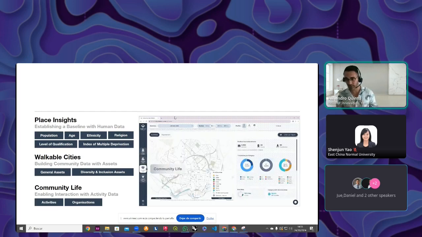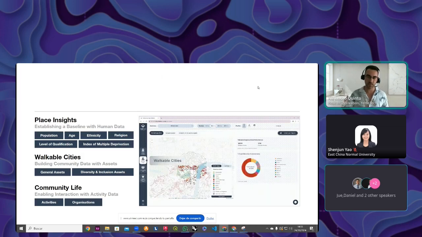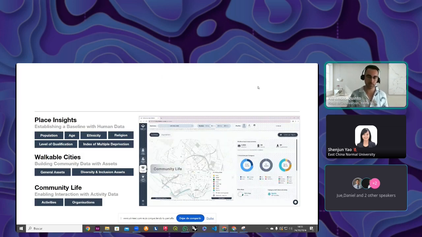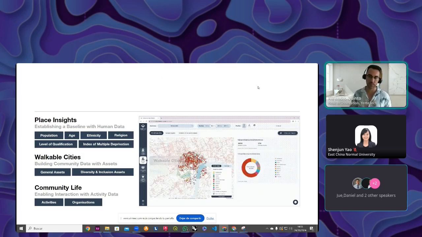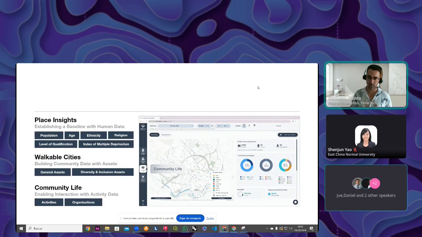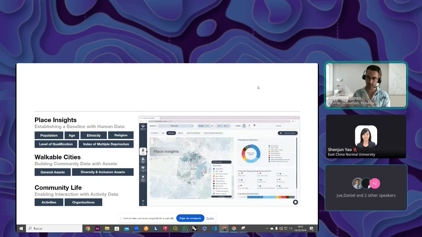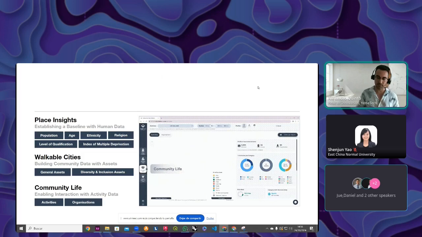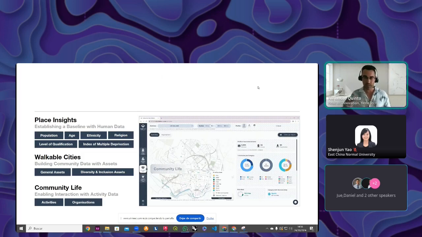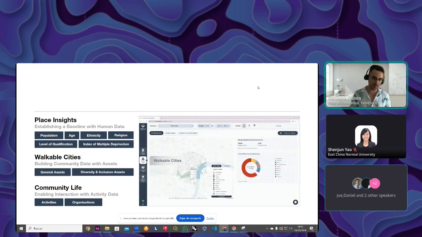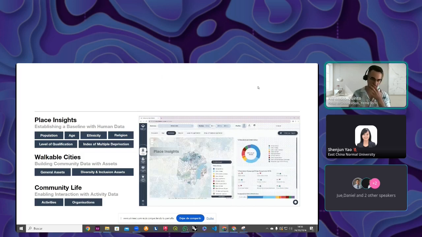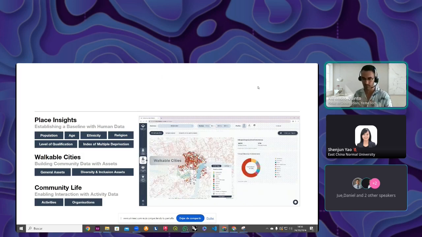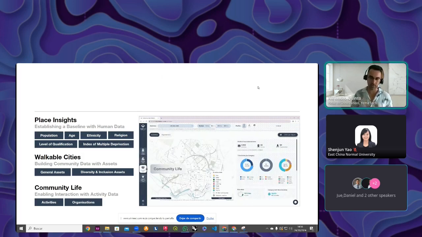So this is a dashboard that we've designed, which is organized essentially in three different pillars. One is what we call Place Insight. In there, we understand everything related to the socio-demographic aspects of a place. For the moment, we've only developed this for the UK. The second one, we call Walkable Cities, which is essentially POI data, but classified and organized in different ways, such as tackling the diversity and inclusive assets of a place, etc.